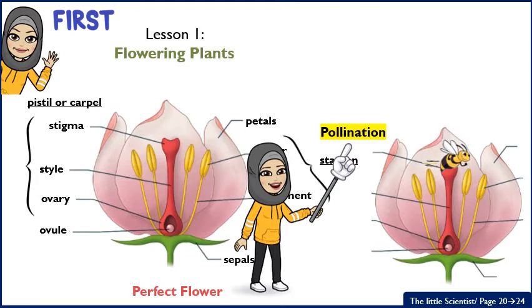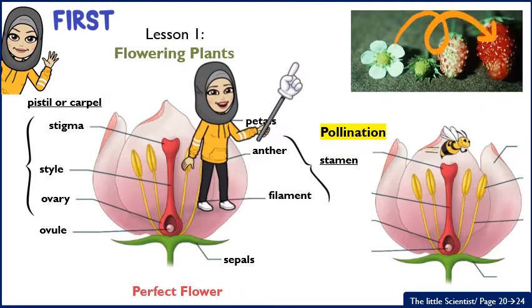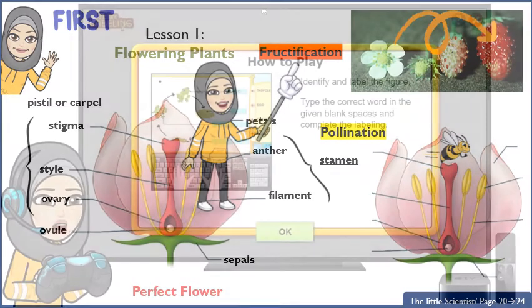Pollen grains then move to the ovary where they meet the female eggs and become seeds. Sometimes in plants that grow fruits, the flower becomes a fruit. This process is called fructification.